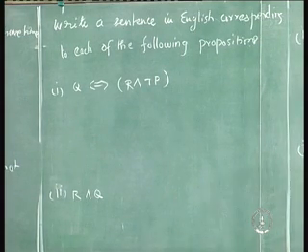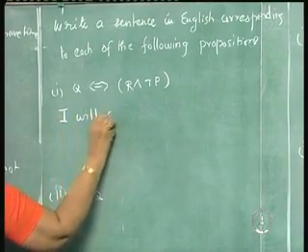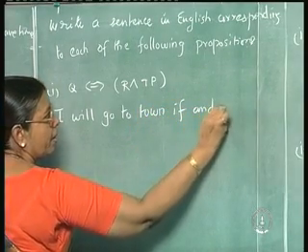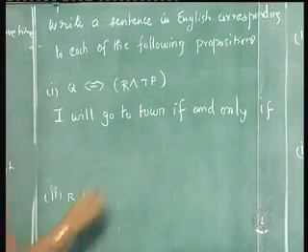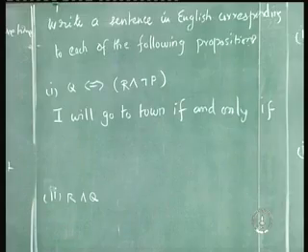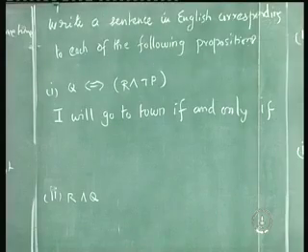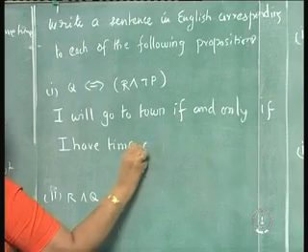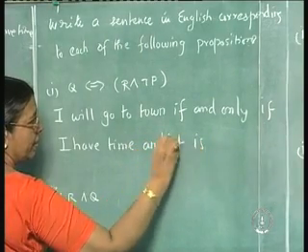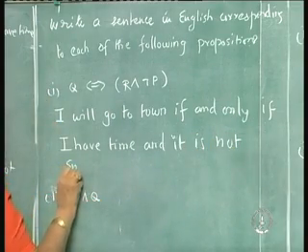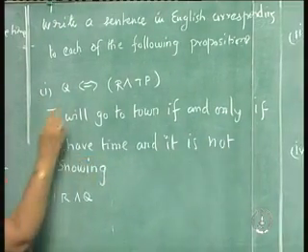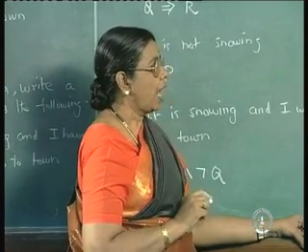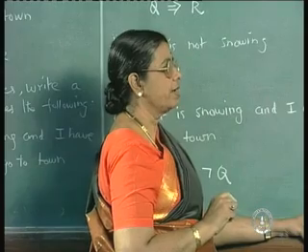So, this can be written in the form, I will go to town if and only if, what is the condition on the side? R and not P. What is R? R is I have time and P is it is snowing. So, if I have time and it is not snowing. So, this proposition Q is equivalent to R and not P, if you want to write it in English, it takes this form. I will go to town if and only if I have time and it is not snowing.